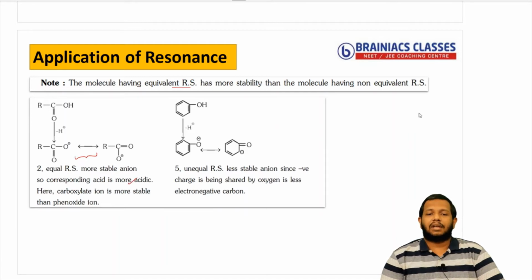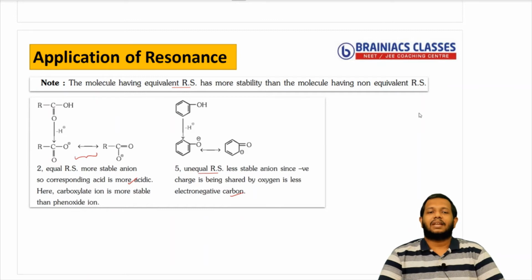But here, if you see, unequal resonating structures, less stable anion, since negative charge being shared by oxygen is less on electronegative carbon. So correct, because the negative charge was on the oxygen atom, that means that is more stable, but the negative charge is getting distributed to the carbon atom. Carbon atom is a less electronegative atom. That is also one more reason you can say. But the satisfying answer is that one has equivalent resonating structures and the other has non-equivalent resonating structures. I hope you got a fair idea.